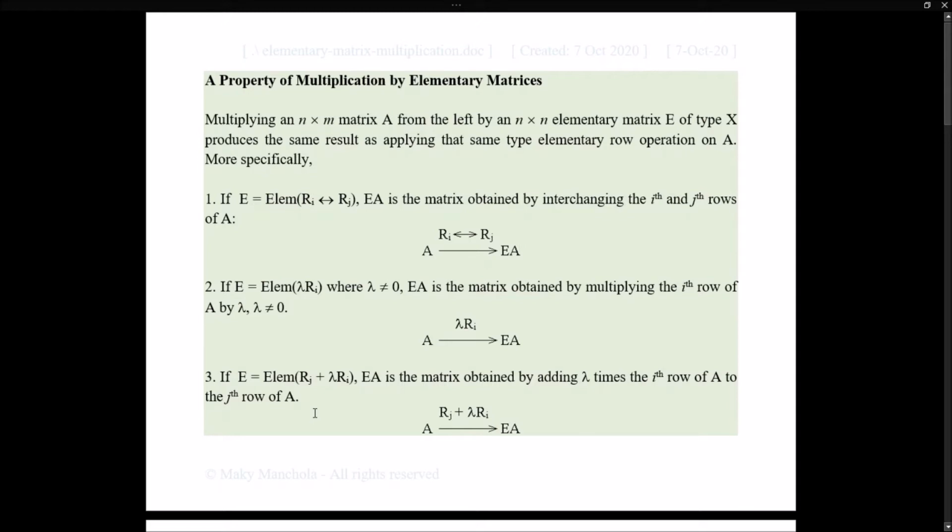Finally, if E is the type 3 elementary matrix obtained by adding lambda times the ith row of I to its jth row, E times A is the matrix obtained by adding lambda times the ith row of A to the jth row of A. Here we illustrate. Apply the type 3 elementary row operation to A, Rj plus lambda Ri. The result is E times A.